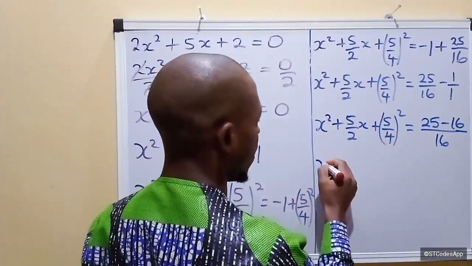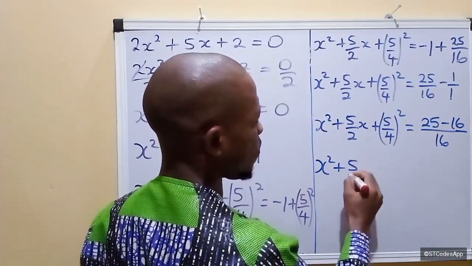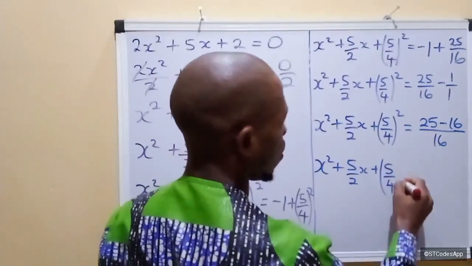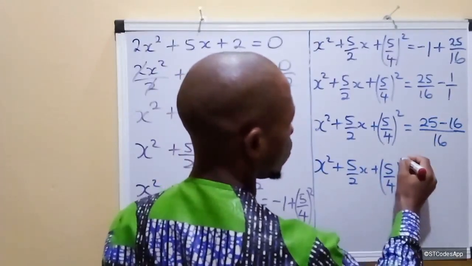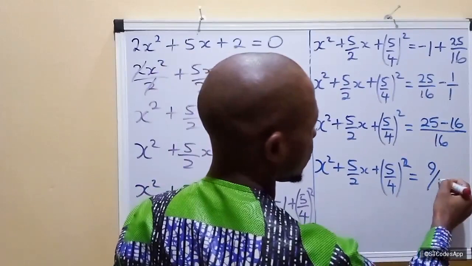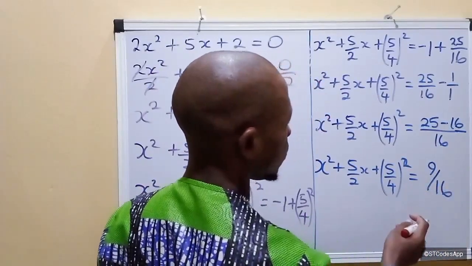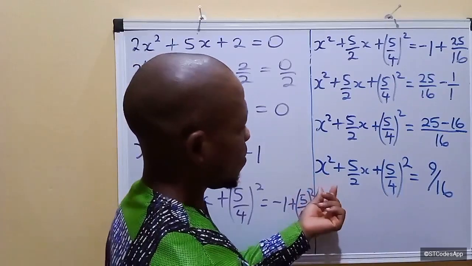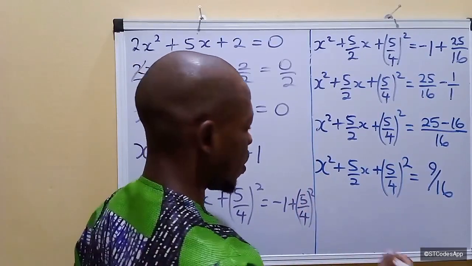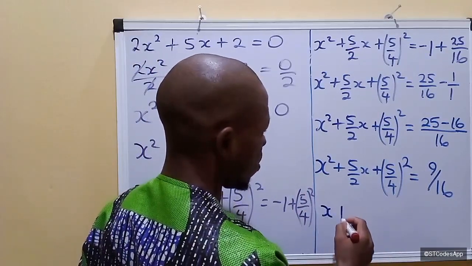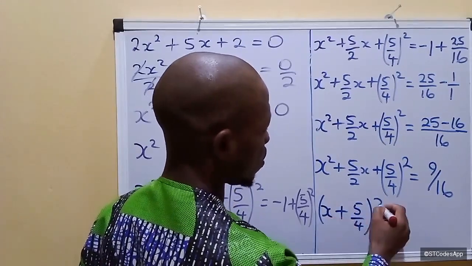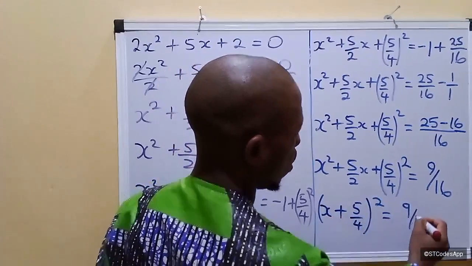The next thing, we're going to have x squared plus 5 all over 2x plus 5 all over 4 all squared equal to, 25 minus 16 gives us 9. So I'm going to have 9 all over 16. Now at this point, I'm going to combine the first term and the third term on the left side of the equation that are squared together. So what's that going to give us? We're going to have x plus 5 all over 4 all squared equal to 9 all over 16.